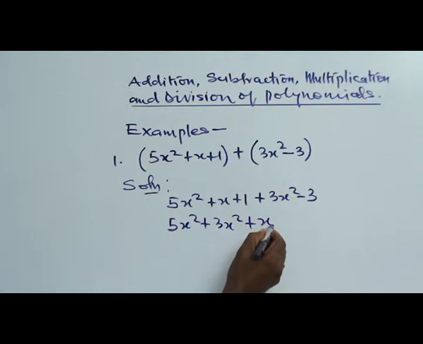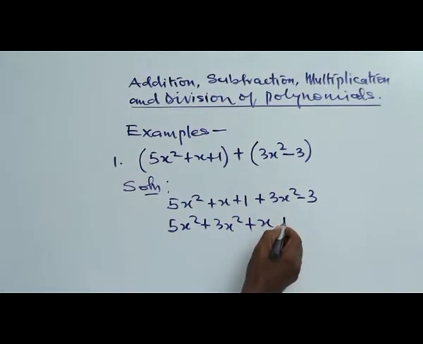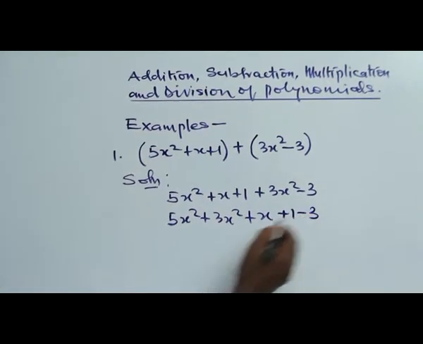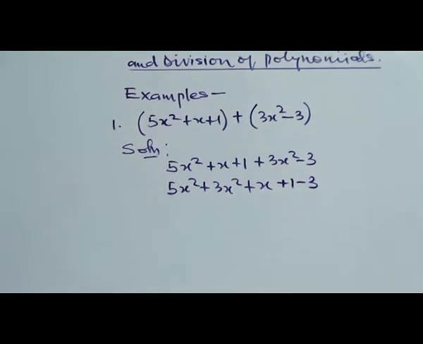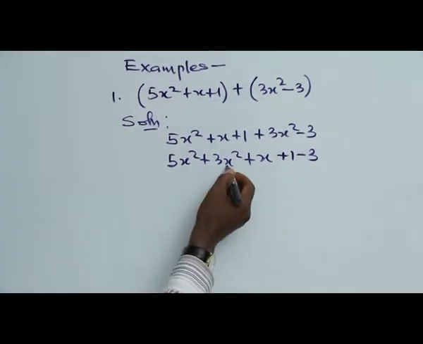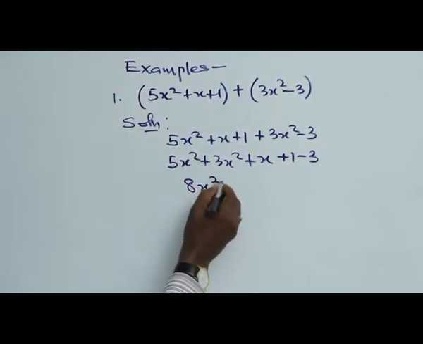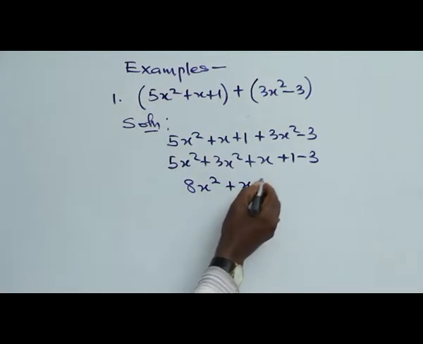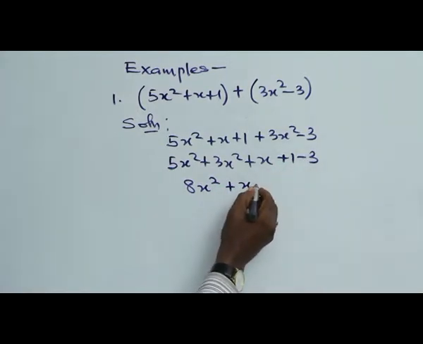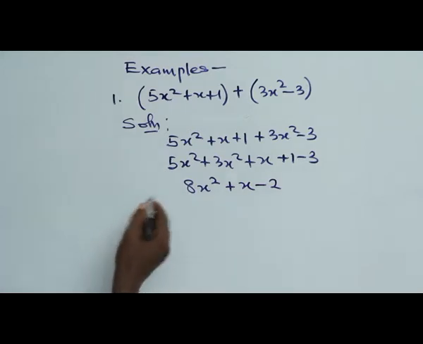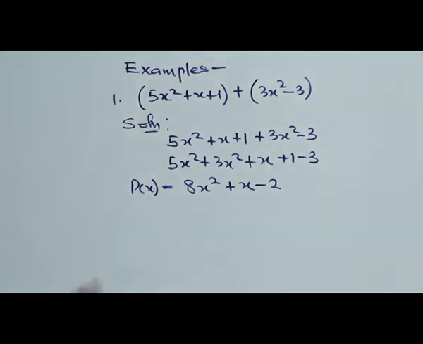I have my s. There's no other s there. I have my plus 1 and minus 3, the numerical constants. Adding like terms, 5 plus 3 is 8, so 8s squared, and then plus s, and then 1 minus 3 is minus 2. So the polynomial that you get at the end will be 8s squared plus s minus 2. So the sum of that polynomial gives you this result.